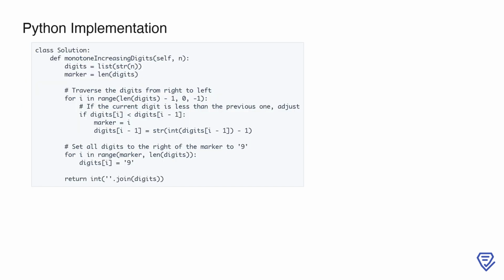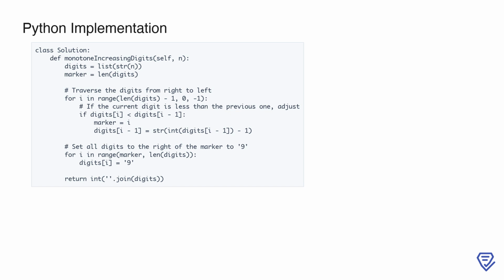This code solves the LeetCode problem Monotone Increasing Digits using a greedy approach. First, we convert the input number n into a list of its digits. The key idea is to traverse the digits from right to left to detect places where the monotone increasing property is violated. If we find such a violation, we adjust the left digit, making it smaller by 1, and mark the position where this adjustment occurred.